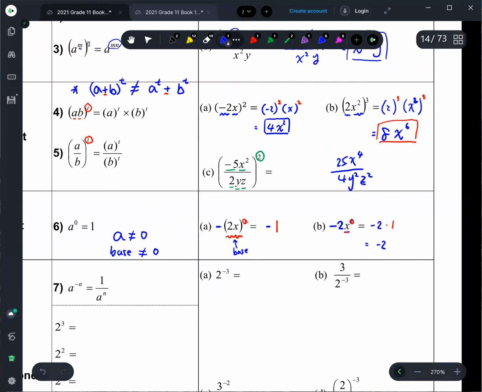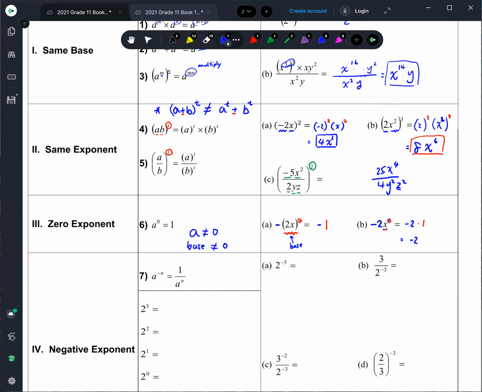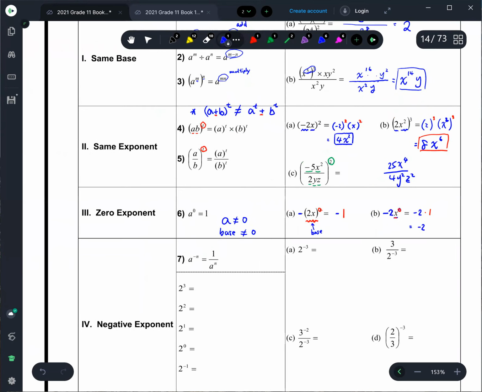Okay, so the trick is to identify where's the base. Okay, the bracket means they are together. If no brackets, only the part that's next to the exponent is your base. Okay, I hope that's clear.